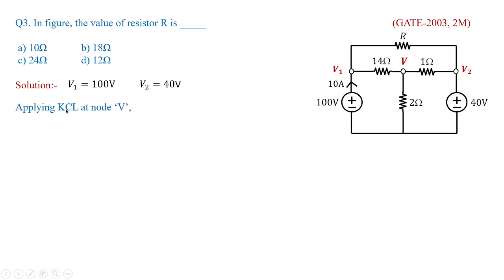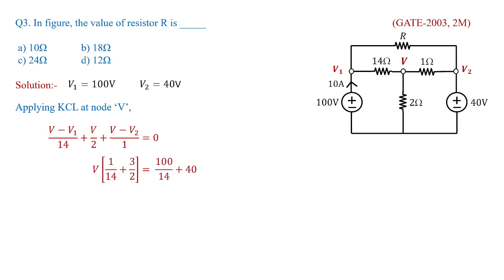Fine. Applying KCL at node V, because I know what is V1, I know what is V2, but I don't know what is V. So this is at T junction. So I'm going to apply KCL at this particular node V. Assuming V is at higher potential, (V minus V1) by 14 is one branch current, V by 2 is another branch current, and (V minus V2) by 1 is another branch current, which is equal to 0, thereby satisfying the KCL, that is the algebraic sum of the currents at a particular node is equal to 0.